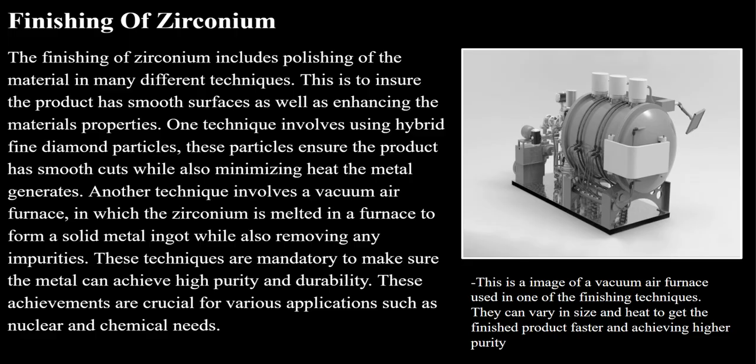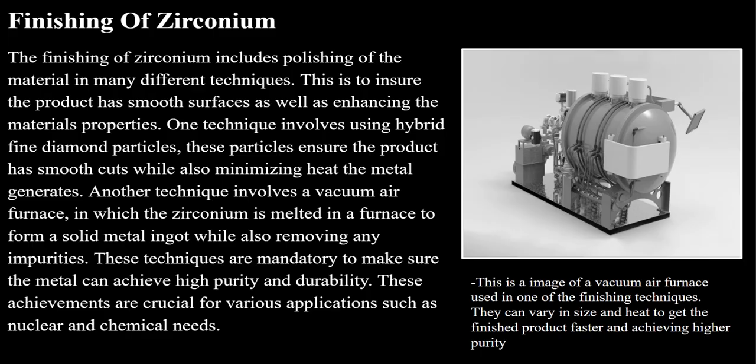One technique involves using hybrid fine diamond particles. These particles ensure the product has smooth cuts while also minimizing heat the metal generates. Another technique involves a vacuum air furnace, in which the zirconium is melted in a furnace to form a solid metal ingot while also removing any impurities. These techniques are mandatory to make sure the metal can achieve high purity and durability. These achievements are crucial for various applications, such as nuclear and chemical needs.